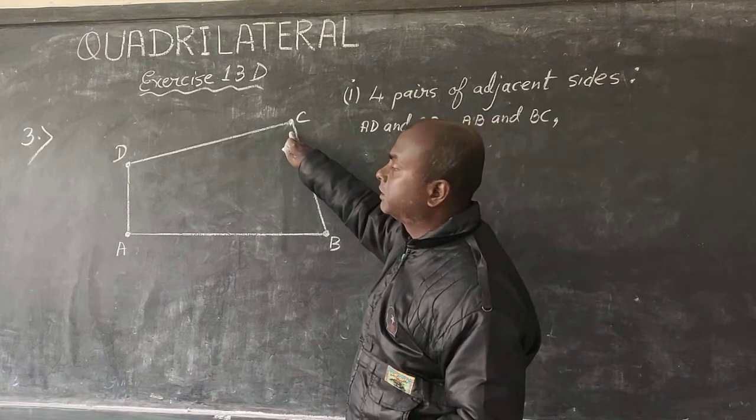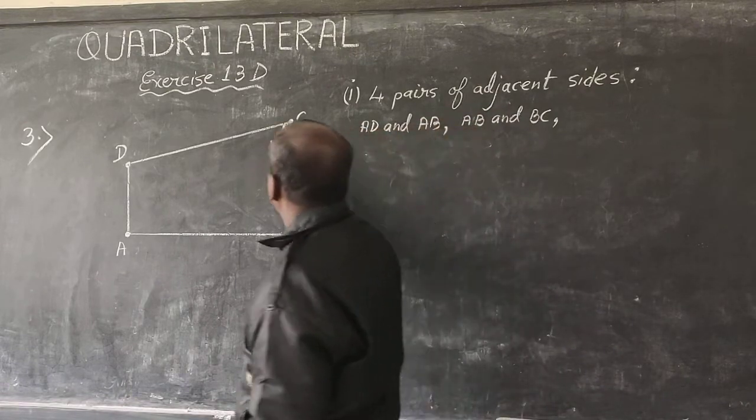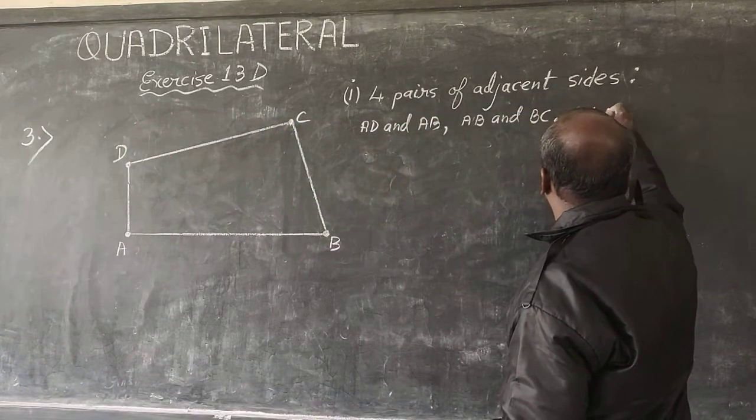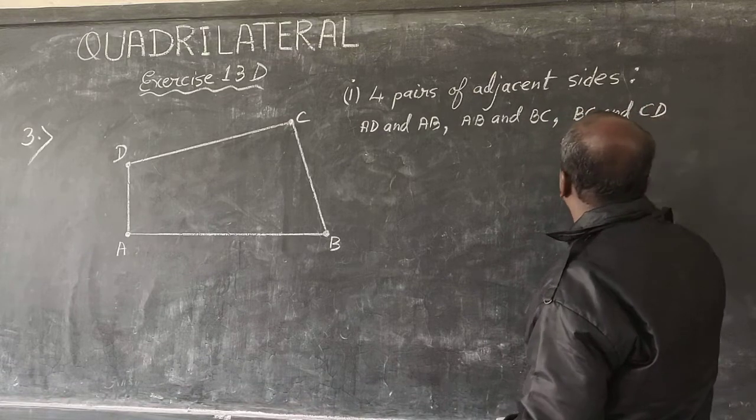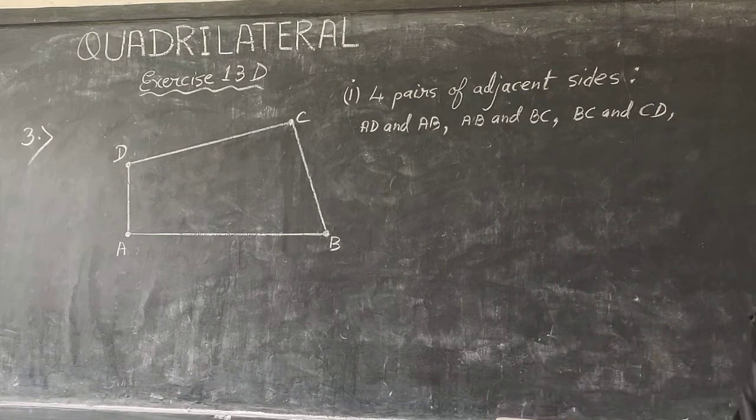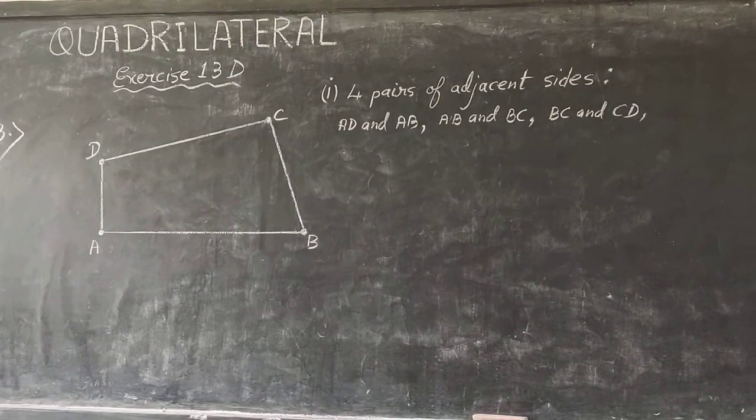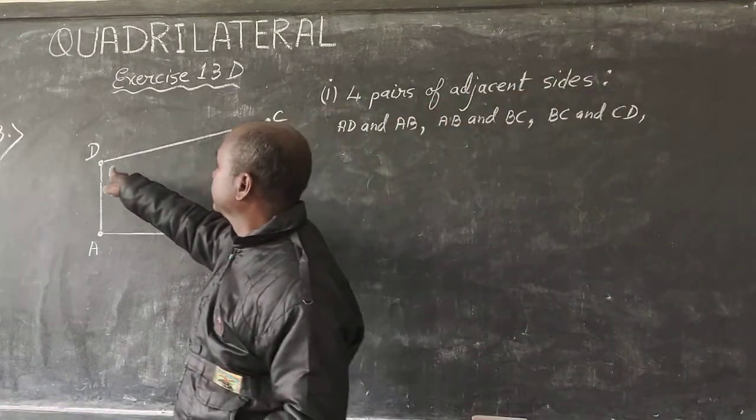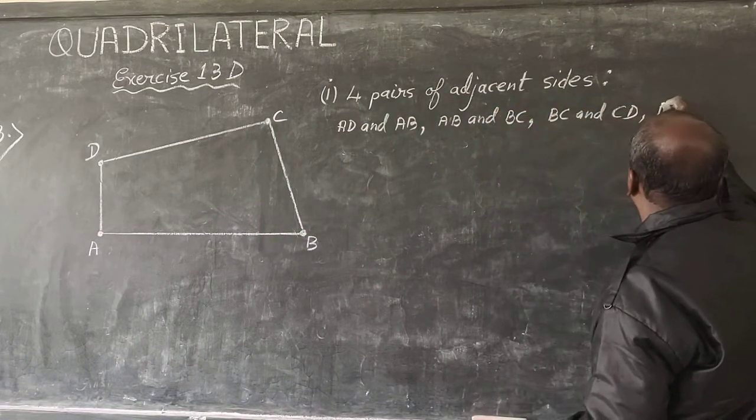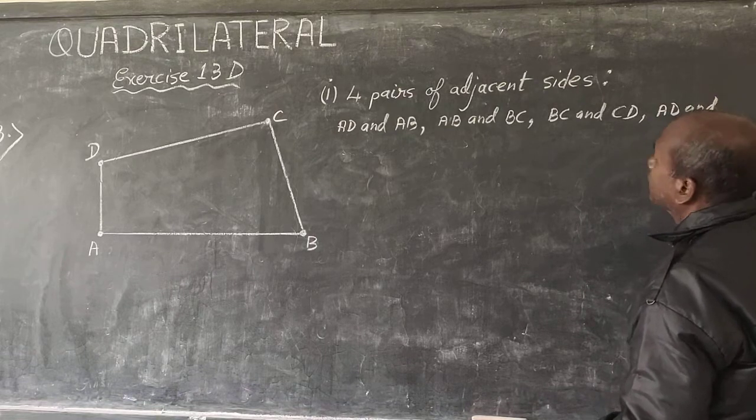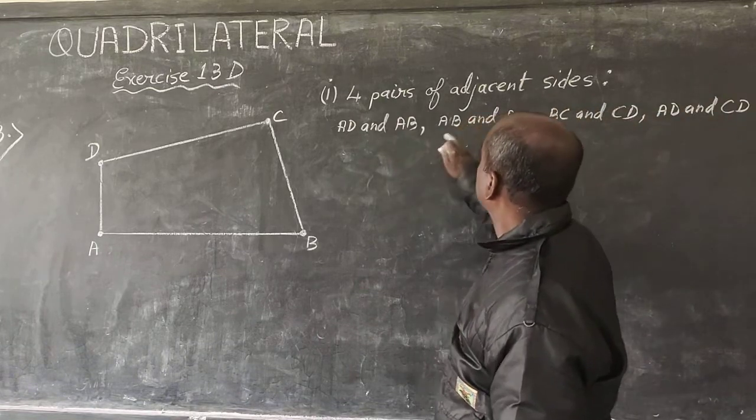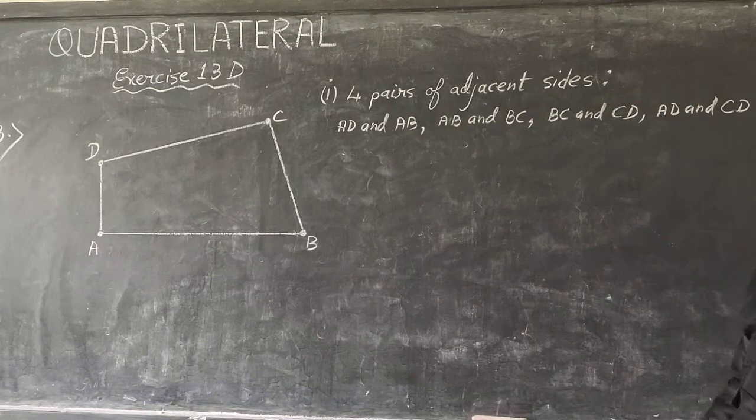Okay, now coming to vertex C. With vertex C, which are the adjacent sides? You have CD and BC. And the last pair will be with vertex D. With vertex D, which are the adjacent sides? You can say AD and CD. So we have 1, 2, 3, 4 pairs of adjacent sides.